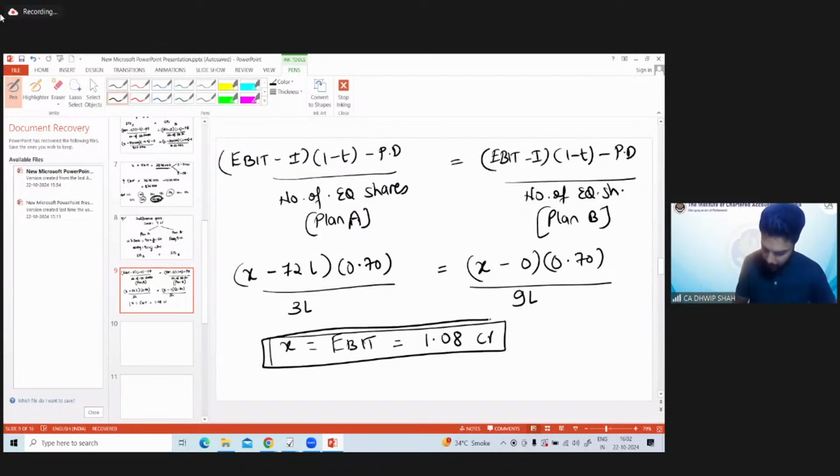What meaning will you draw from this 1.08 CR that came out? It means if my company's EBIT is 1.08 CR, whether I select plan A or plan B, it will make no difference to me. My EPS would be the same. Are you getting this? Interpretation is very necessary. Interpretation, or understanding the concept, is very necessary. Calculation is very easy, but understanding the meaning of what we calculated is very important.